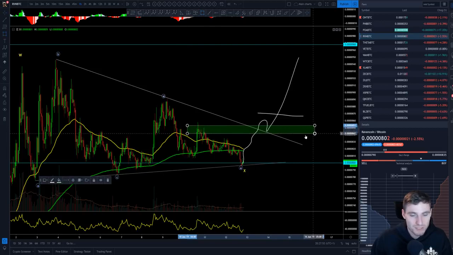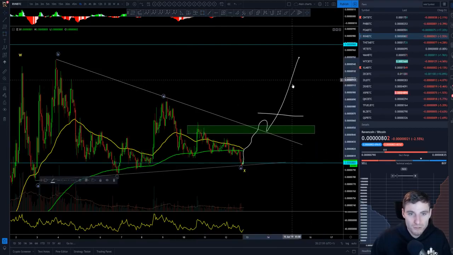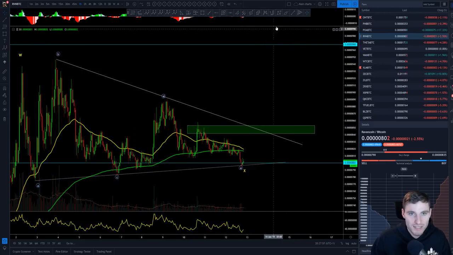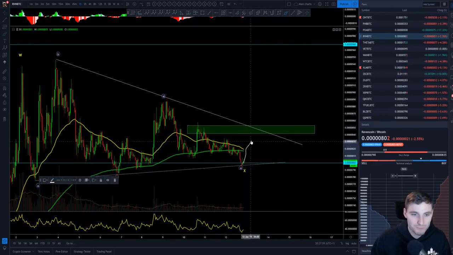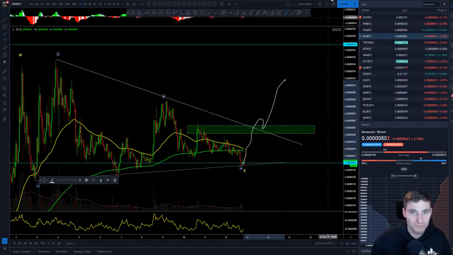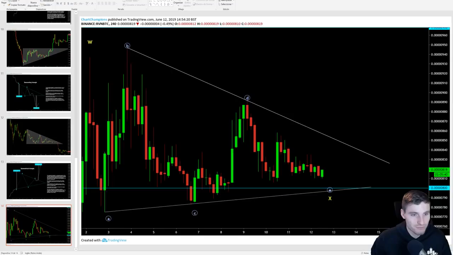It's right on the top of that symmetrical triangle. So you could wait for a bit of confirmation here, and take a less risky entry and wait for this to come all the way up to here, and then trade the breakout, for example. But not financial advice, I just wanted to give you an example of a symmetrical triangle, and that's Raven coin.